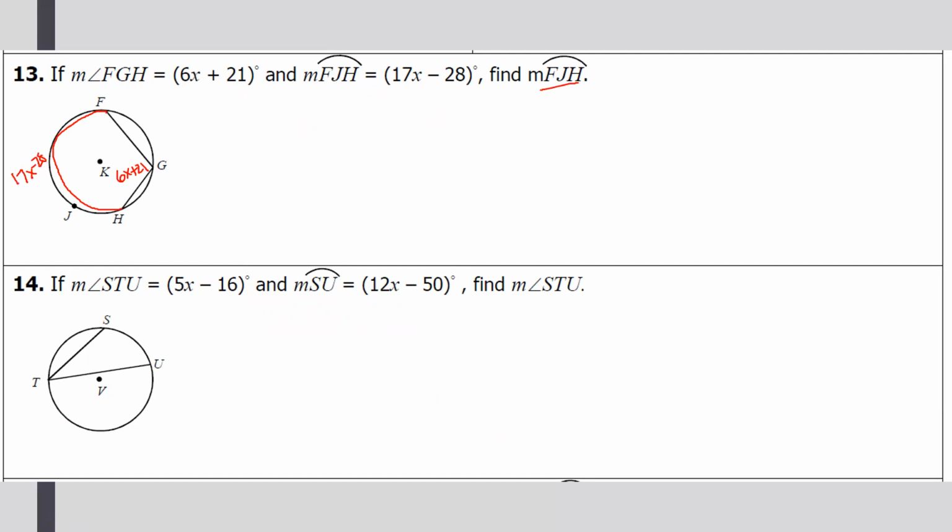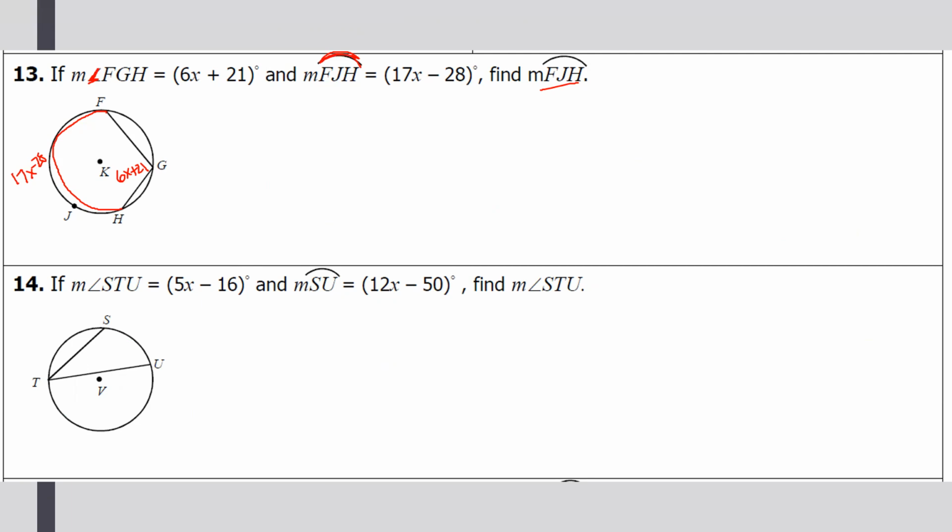So we're going to find the measure of that red arc. It is very important that you're paying attention to whether it's an angle or an arc. If it's an angle, then you label the angle. If it's an arc, then you label the arc. But you have to pay attention to those labels, otherwise you're going to set up your equation wrong.